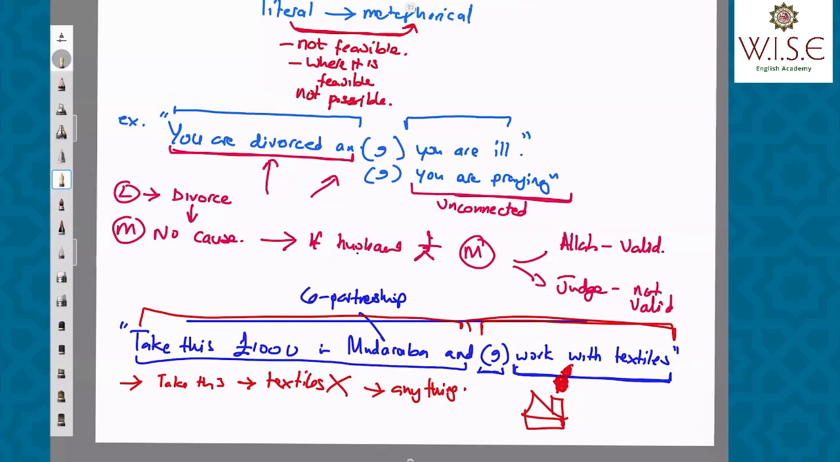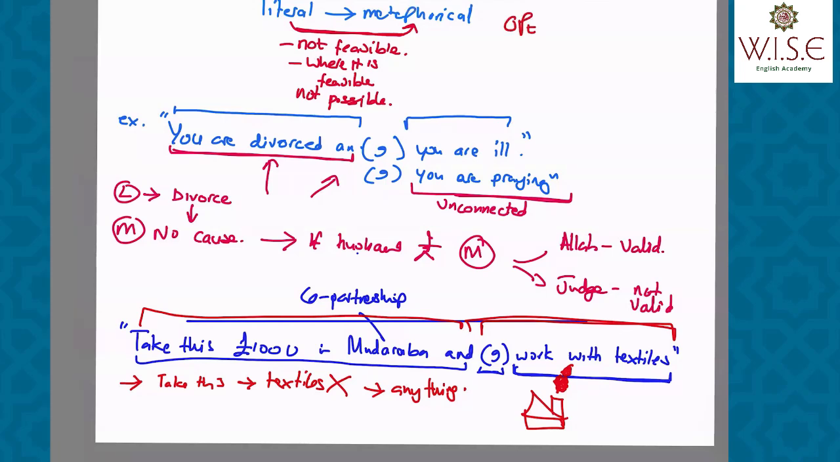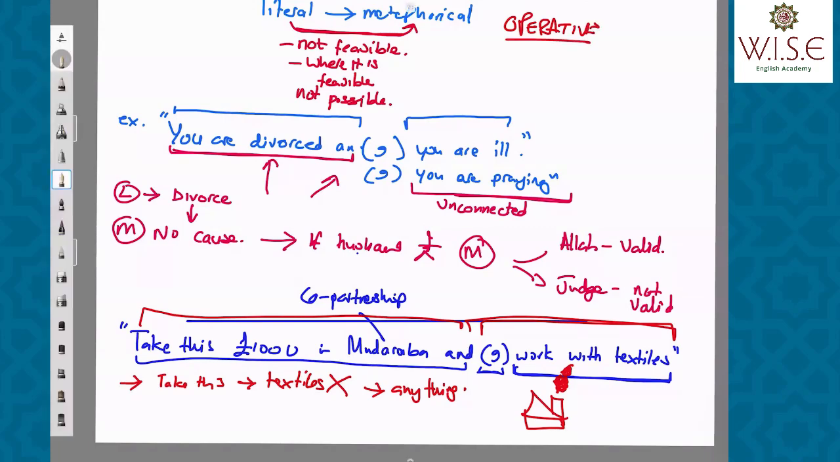Of course, the default always is that if there's no circumstantial indicators, there's no feasible indicators, then we will always take the wow as operative. That's a default.